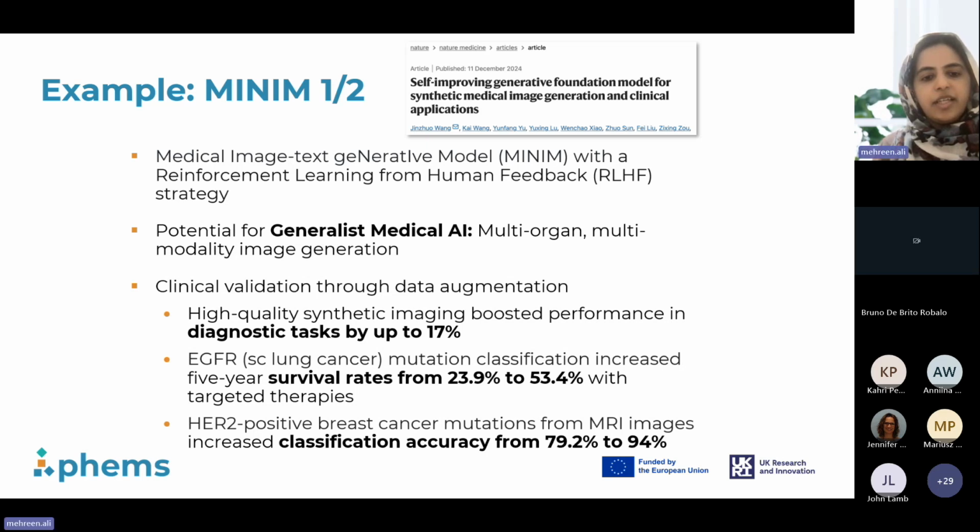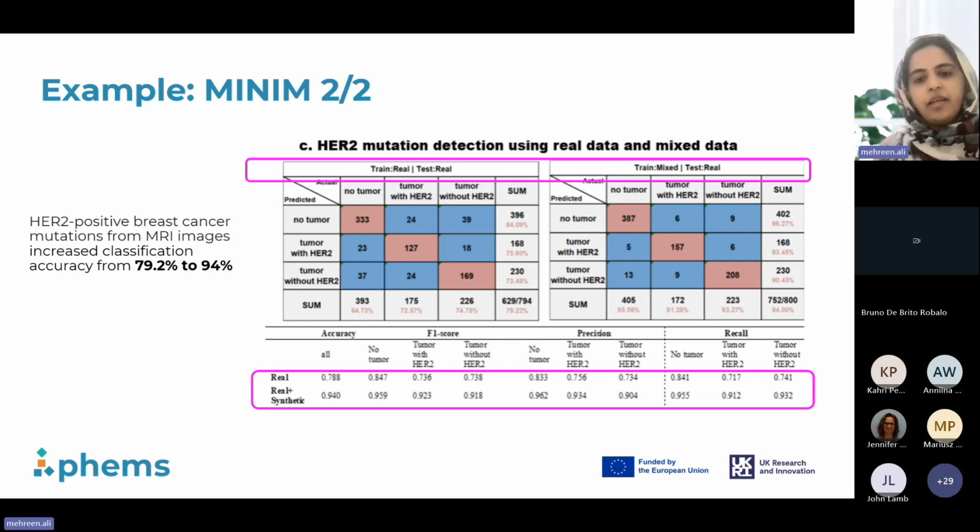Then we see that in the clinical validation path, through data augmentation, MINIM has been helpful in improving the diagnostic performance by up to 17%. And for EGFR mutation classification in lung cancer, it has improved the 5-year survival rates from 24% to 53%. Similarly, for HER2-positive breast cancer mutations, the classification accuracy has increased from 79% to 94%.